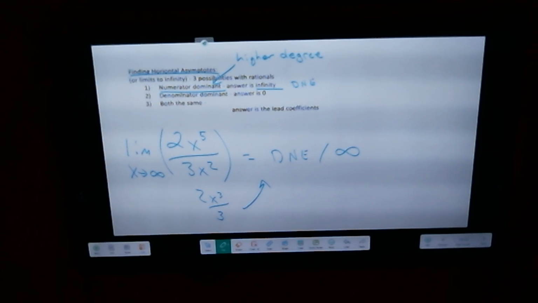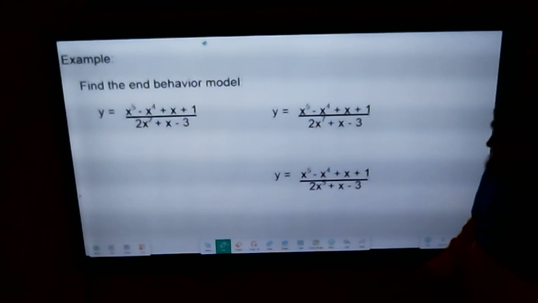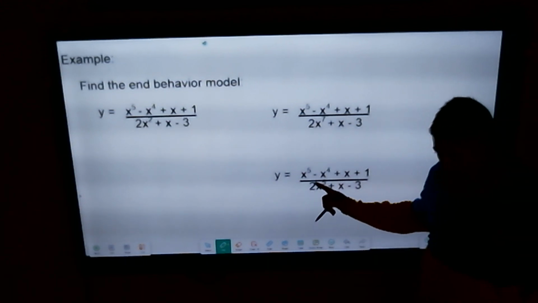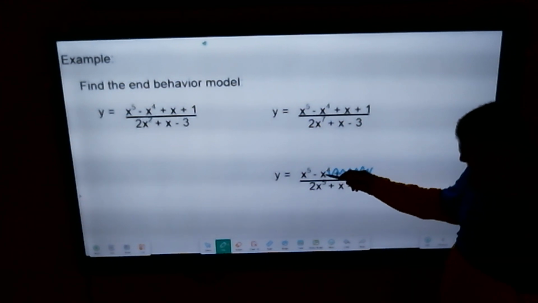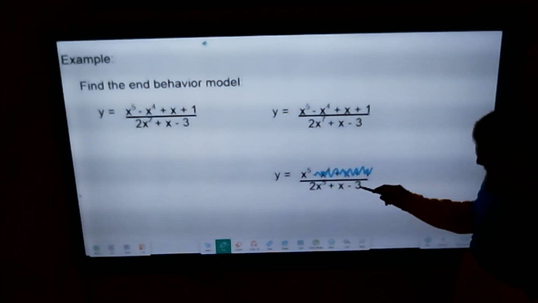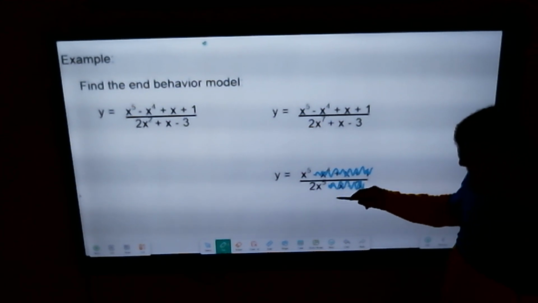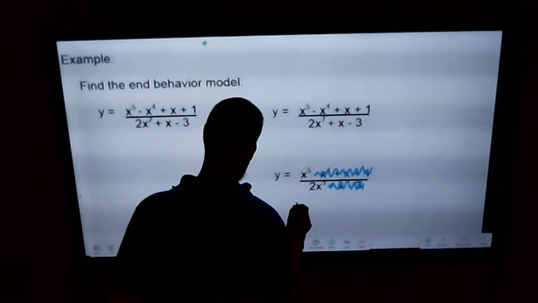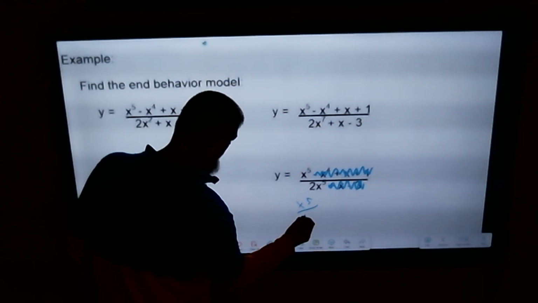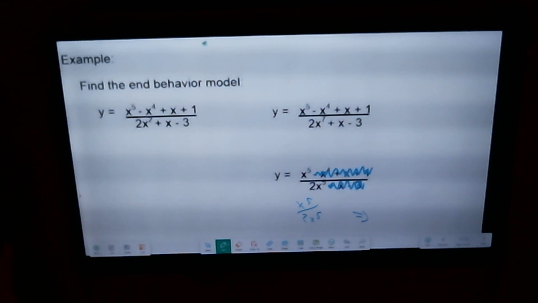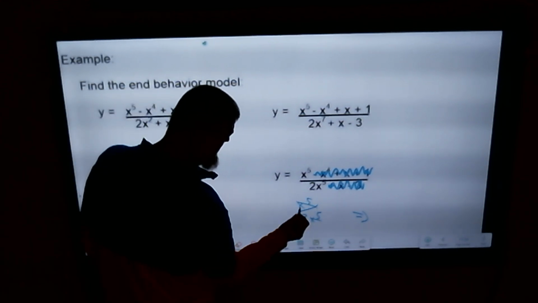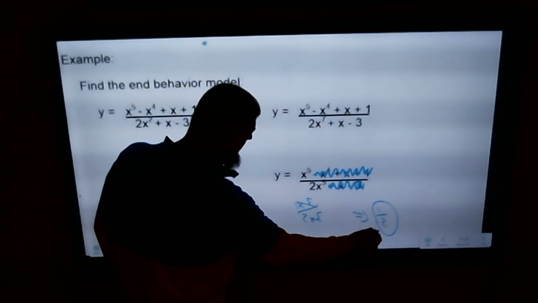So if they were both the same degree, it'd just be 2 over 3. Here, I have x to the 5th minus x to the 4th plus x plus 1 over 2x to the 5th plus x minus 3. None of this other stuff matters. So now I have an end behavior model of x to the 5th over 2x to the 5th. Where's the horizontal asymptote? It's 1 over 2, because the x to the 5ths cancel, and it's just the coefficients.